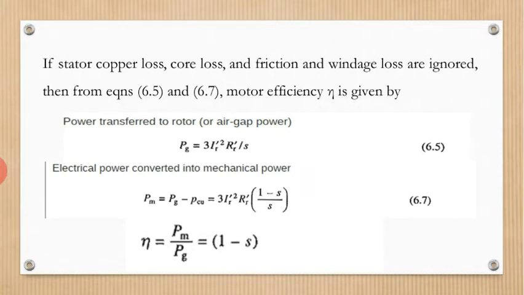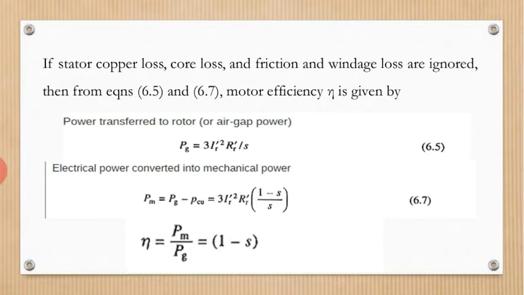Okay, so now let us discuss the efficiency. If the losses are ignored, then the equation of power transfer to the rotor, which I have also taken from the equivalent circuit diagram, gives the air gap power Pg and the electrical power converted into mechanical power, that is Pm. The efficiency is the ratio of Pm over Pg.